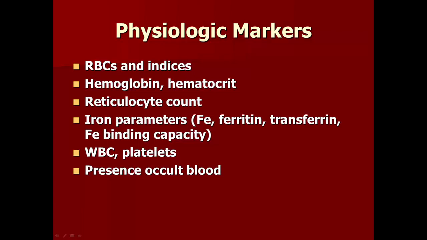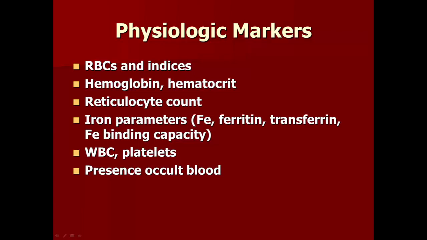We also want to look at the reticulocyte count. Reticulocytes are immature cells. We would want to take a look at iron parameters, including the iron level, ferritin, transferrin, and the iron binding capacity. It's important to remember that all of these are pieces that we do when we are looking at an anemia workup. We should also take a look at white blood cells and platelets to make sure that those are being produced, because what if they have a pancytopenia, meaning all of the cells from the bone marrow are being affected.